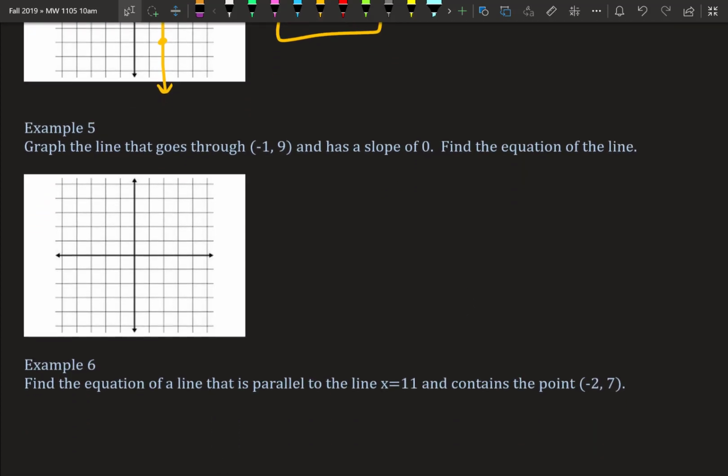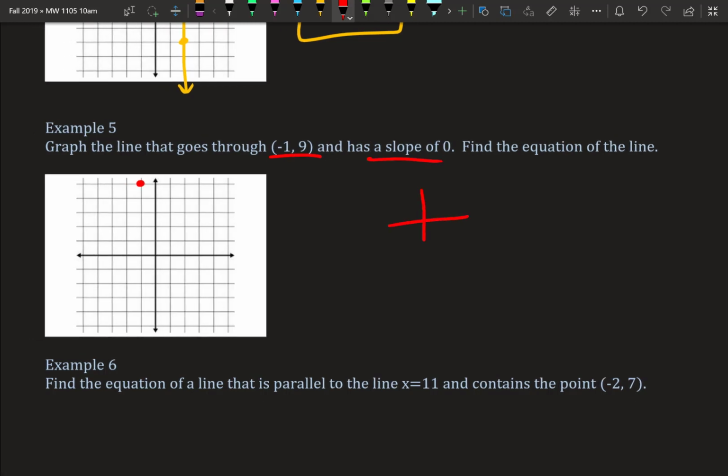All right, now let's graph the line that goes through negative 1, 9, and has a 0 slope. Find the equation of the line. So let's go ahead and plot this point, negative 1, 9. Just put it right here. I didn't go to 9, but it doesn't matter. It's all the way up there. All right, 0 slope. I can remember that if I draw it out. We have flat, so 0 slope. It's a horizontal line. And then what axis did this go through? It goes through the y-axis, and the y is 9. Does it always work that way? Yes, it does.